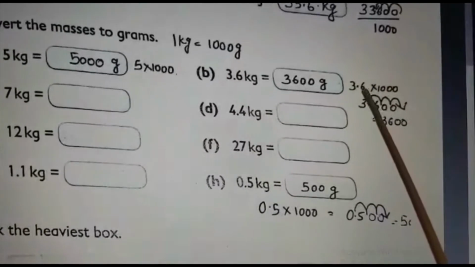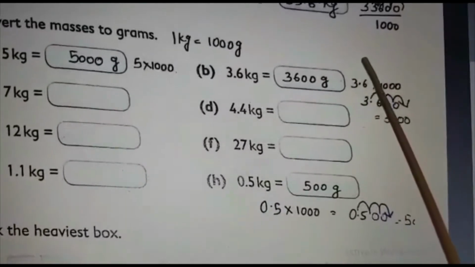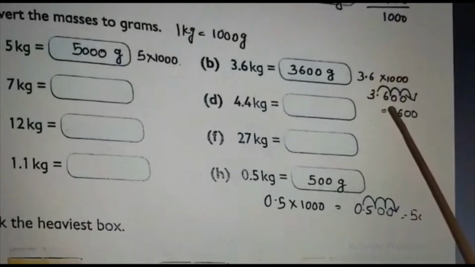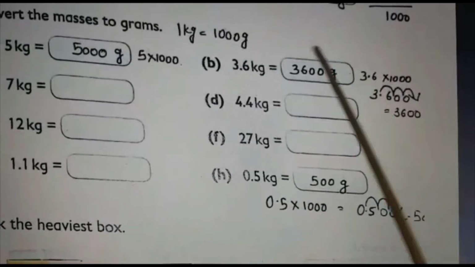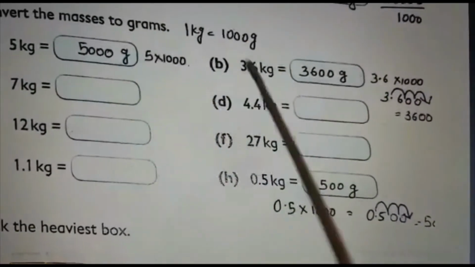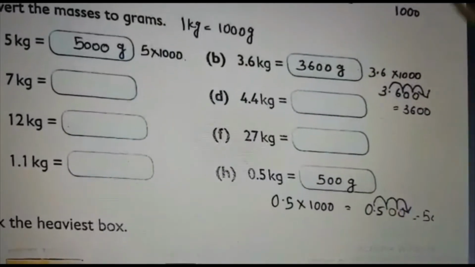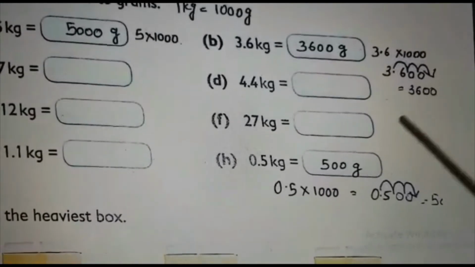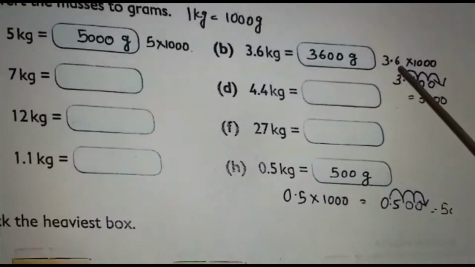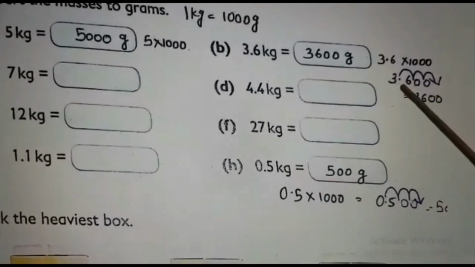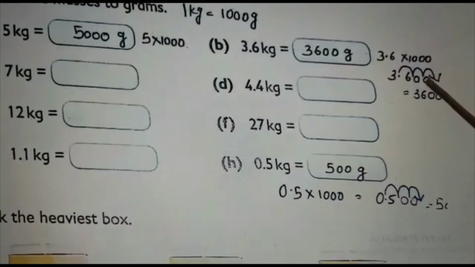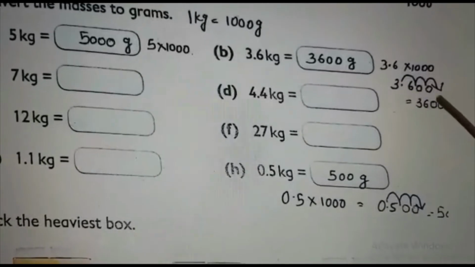That means from this, the decimal will move towards the right 3 places. That is what is called decimal multiplication. Division means it will move left. When we multiply, the decimal will move right. Then only we will get a big number. When we multiply, we always get a bigger number. So I have only 3.6. I move 1, I want 2 more. Nothing is there, so I put 2 zeros. So what's the answer? 3600.